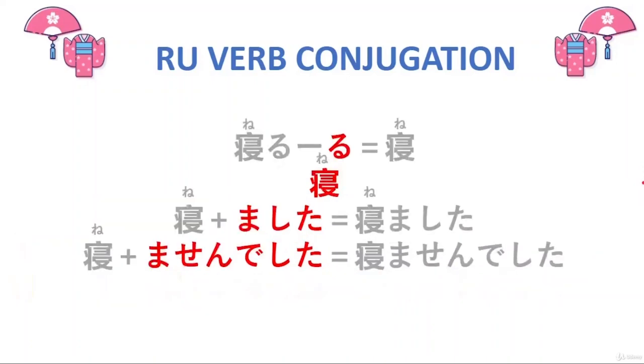Perfect. Now for my favorite verb, to sleep, neru. We take away ru and we have ne. And to that ne, we need to add mashita. So we have nemashita, slept. Yeah, past affirmative. And past negative would be nemasen deshita, because we added masen deshita. You see? Very easy.